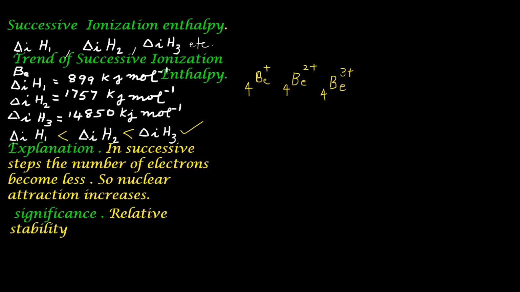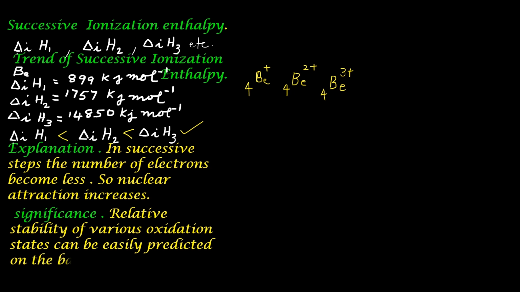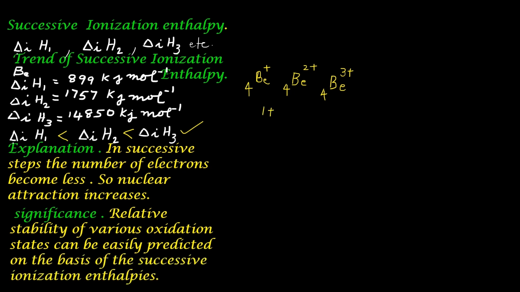The relative stability of various oxidation states can be easily predicted on the basis of successive ionization enthalpies. You know what is oxidation state? The oxidation state of beryllium plus is +1 and that of beryllium 2+ is +2 and that of beryllium 3+ is +3. Corresponding ionization enthalpies help to predict which one of these is more stable. Let us see the criteria which decides this.